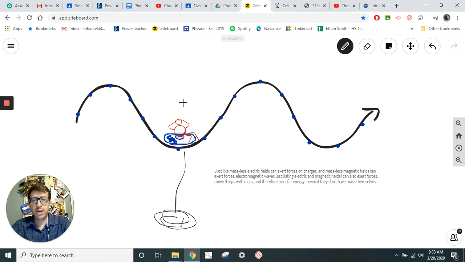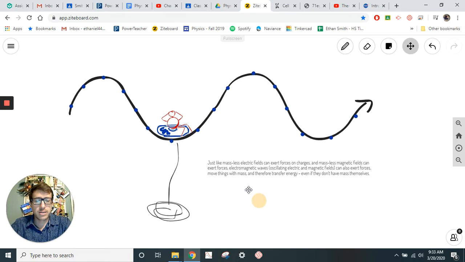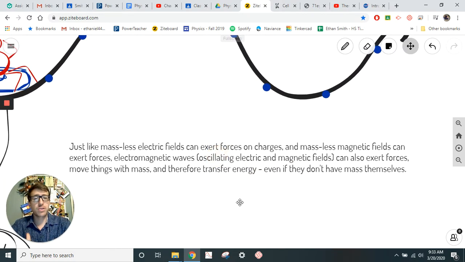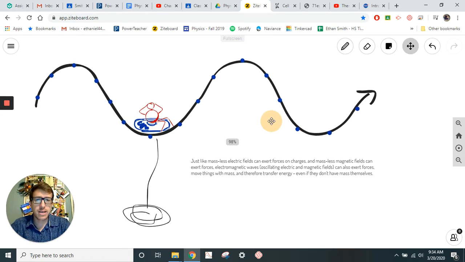Or is he kind of constrained? And it also has to do with how he sits in this wave here, right? So with that in mind, just like massless electric fields can exert forces on charges and massless magnetic fields can exert forces, electromagnetic waves, these oscillating electric and magnetic fields, can also exert forces, right? So even though the field itself doesn't have any mass, it can still exert a force, and it can move other things like this tuber that have mass, right? So it can transfer energy, even though it doesn't have mass itself, right?